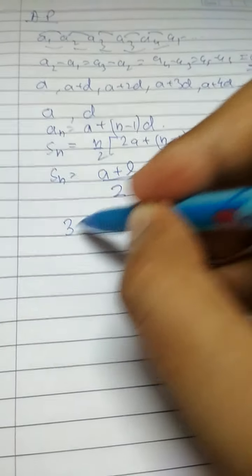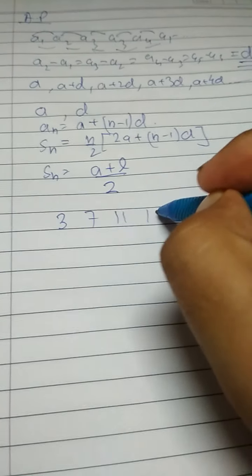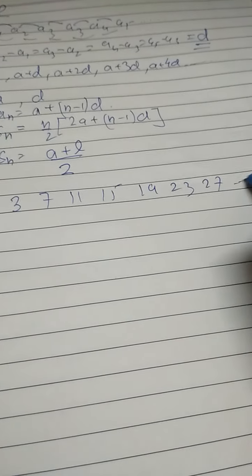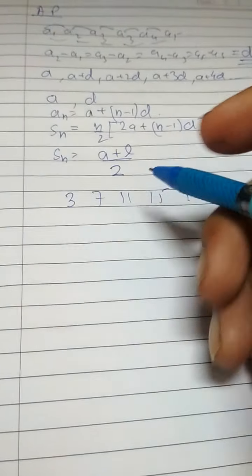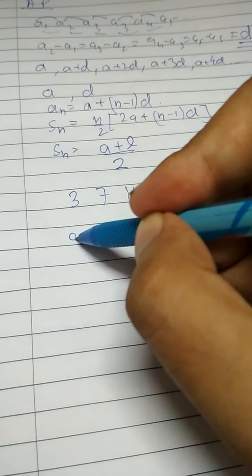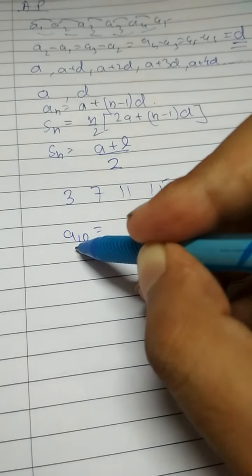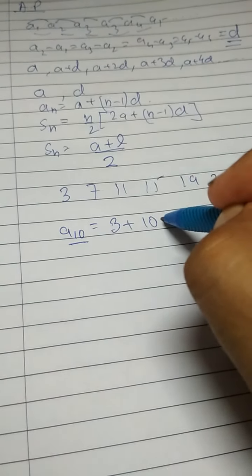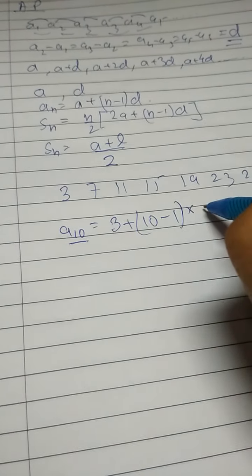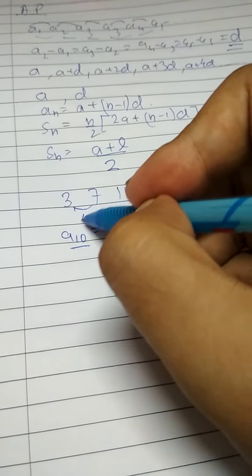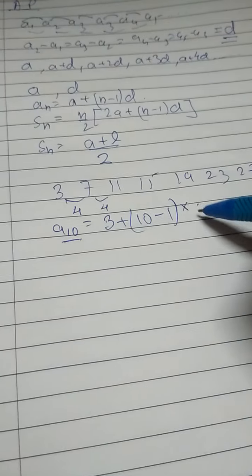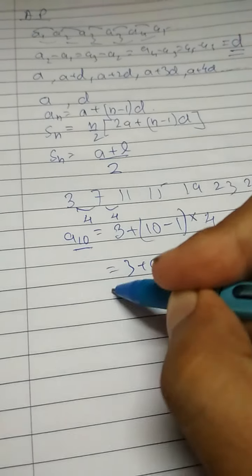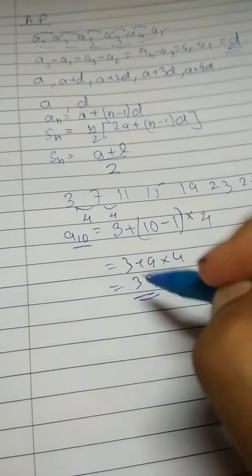Now let's say we have this arithmetic progression 7, 11, 15, 19, 23, 27, and so on. We need to find the 10th term. So a10 will be equal to 10th term. a10 will be equal to a plus n minus 1 into d. What is d over here? d is 4. So 7 plus 9 into 4 is equal to 43.